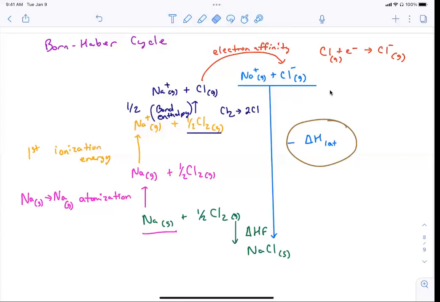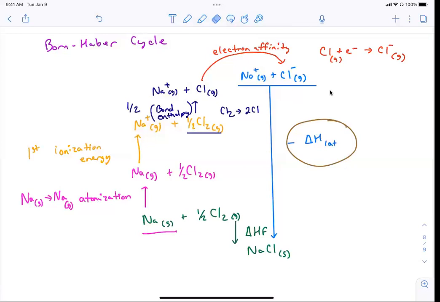You will use bond enthalpy because that's what's given in the data booklet. So I would get used to doing 1/2 bond enthalpy here. That's only because there's a 1/2 in front of the Cl2. Then that's just regular bond enthalpy, because you multiply bond enthalpy by the coefficient there. The coefficients translate throughout. So if you have two Na, you double the ionization energy, you double the atomization as well. Daphne.